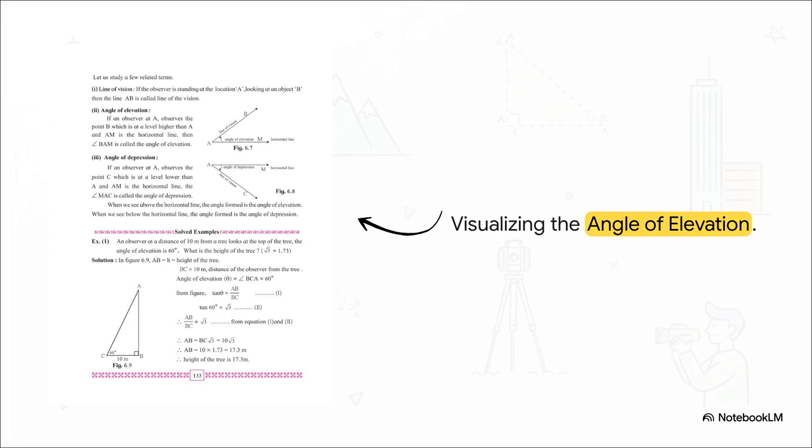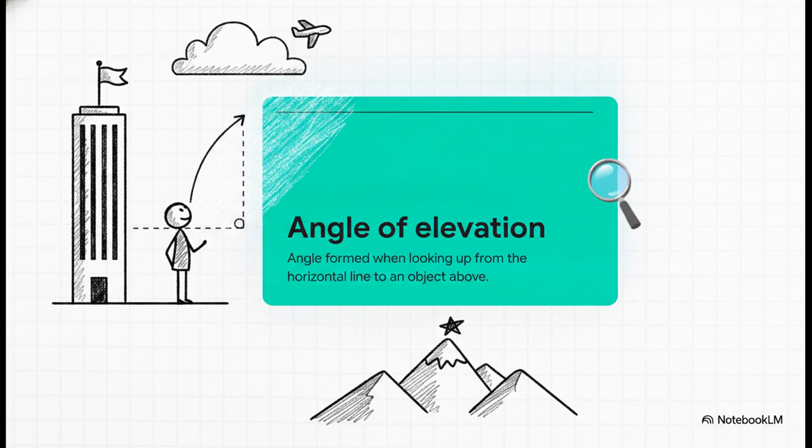Suppose you were looking up at an object, meaning it is at a higher level than your eyes. Imagine a horizontal line drawn straight out from your eye level. The angle formed between that flat horizontal line and your upward line of vision is what we call the angle of elevation. So let's lock in this definition right now. The angle of elevation is the angle formed when the object being viewed is strictly above the horizontal level. Simply put, whenever you tilt your head upwards to look at something, you are creating an angle of elevation.